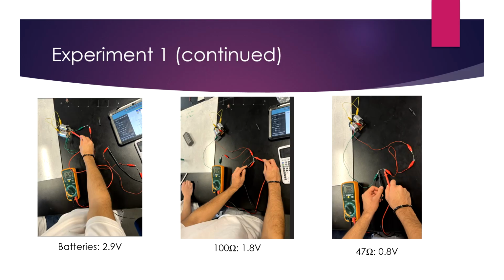The next step was to calculate the potential differences across different parts of the circuit, including the batteries and resistors. Across the batteries, the potential difference was calculated to be 2.9 volts, while the voltage at the 100 ohm resistor was 1.8 volts. Lastly, the voltage at the 47 ohm resistor was 0.8 volts, and these values will be used to calculate the total potential difference of the circuit.